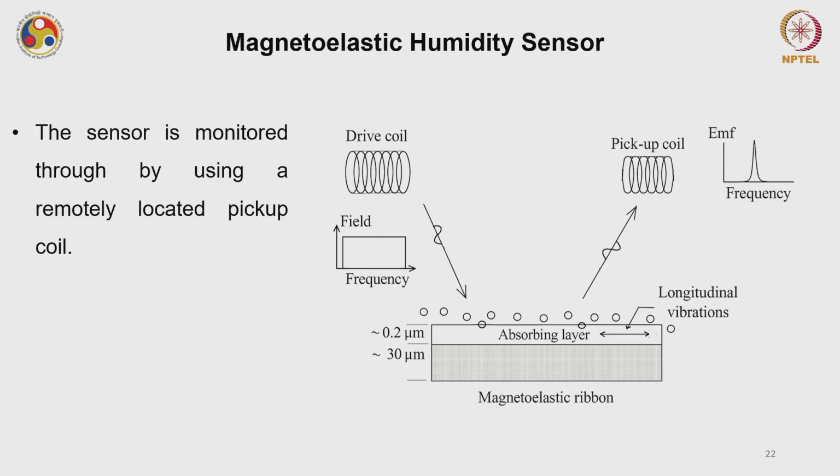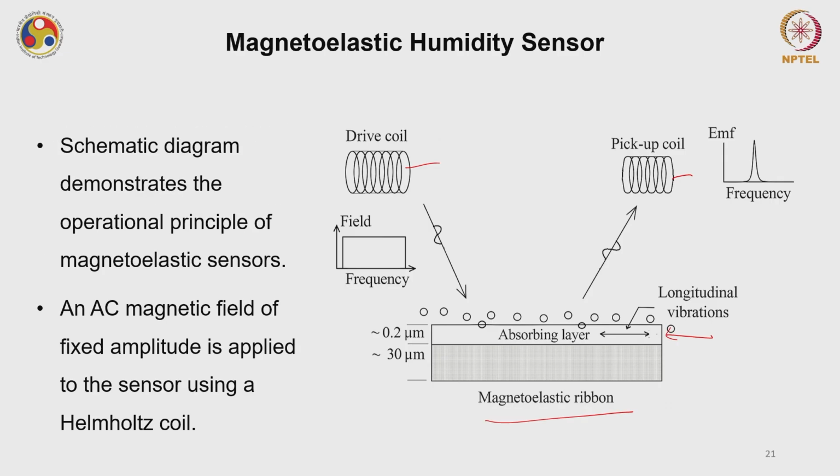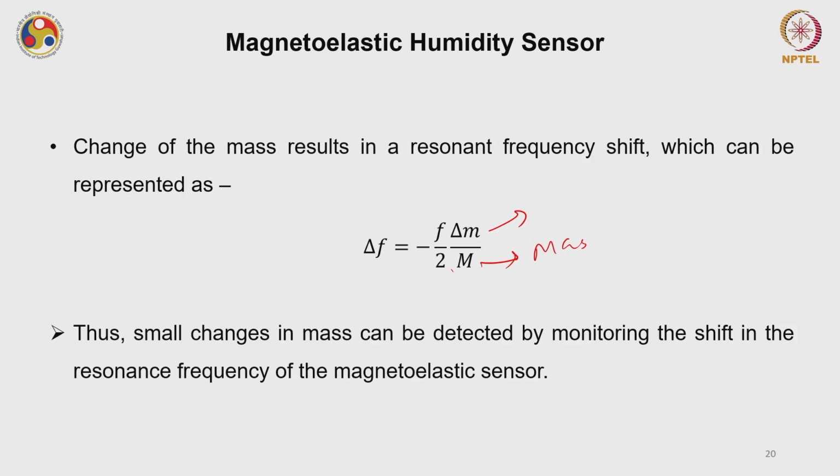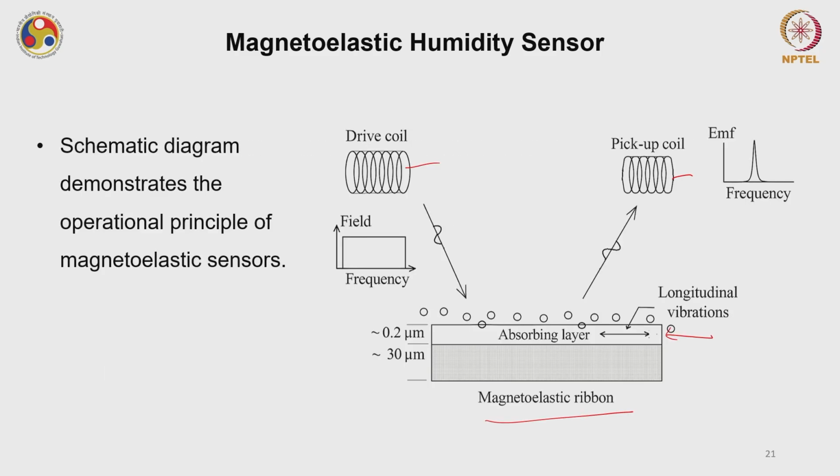This device is monitored. The signal that I have generated using this Helmholtz coil is monitored using a remotely located pickup coil. So I am talking about this pickup coil. The resonant frequency of the sensor changes with the change in the mass of the chemically absorbed layer, and we have seen already the formula for calculating the change in frequency. So delta F is equal to minus F by 2 into delta M by M. The 1 by 2 factor is coming because you are propagating this signal from a drive coil, and then it is again going to the pickup coil. So that's why there is a 1 by 2 term.